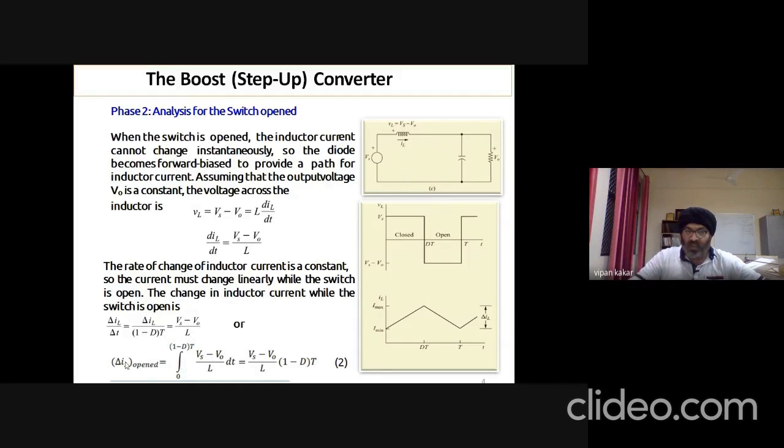If we represent the change in inductor current by delta IL open, because we are calculating it for the time period when the switch is open, then after solving this integral from 0 to the turn off time, for that voltage-time relation, we get Vs minus Vo divided by L, multiplied by the turn off time, (1 minus D) times T.